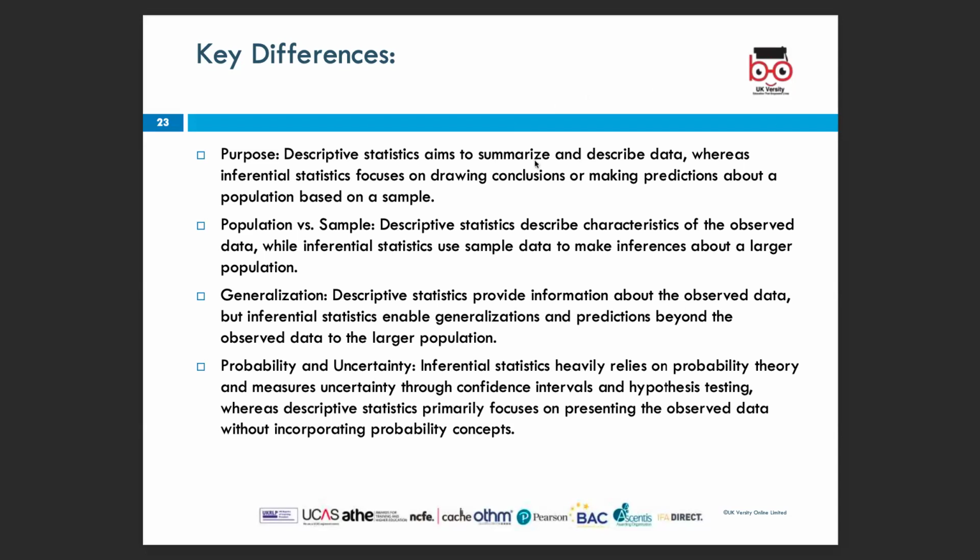So moving on, we have population versus sample. Descriptive statistics describe characteristics of the observed data, while inferential statistics use sample data to make inferences about a larger population. Generalization: descriptive statistics provide information about the observed data, but inferential statistics enable generalizations and predictions beyond the observed data to the larger population. Probability and uncertainty: inferential statistics heavily relies on probability theory and measures uncertainty through confidence intervals and hypothesis testing, whereas descriptive statistics primarily focuses on presenting the observed data without incorporating probability concepts.